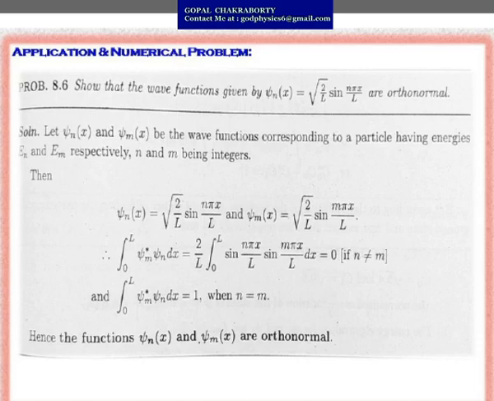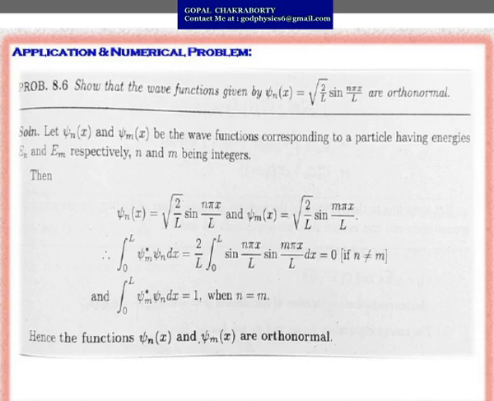Let psi n and psi m be the wave functions corresponding to a particle having energies En and Em respectively, where n and m are integer values. Now psi n equals under root 2 by L sin(n pi x by L), and psi m equals under root 2 by L sin(m pi x by L).